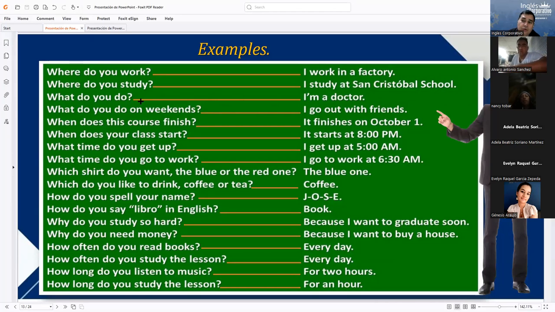Notice, what do you do is what not ¿qué haces? Like activities, no. Job. What do you do? I'm a secretary. What do you do? I'm a lawyer. What do you do? I'm a dentist, etc. What do you do on weekends? Ah, okay, this is different. What activities do you do on weekends? And you say, I go out with friends.